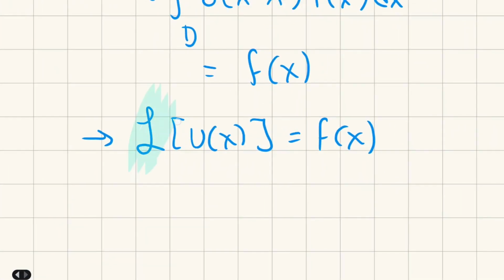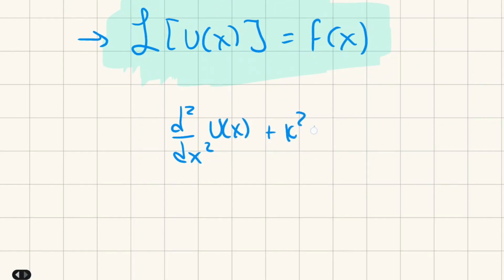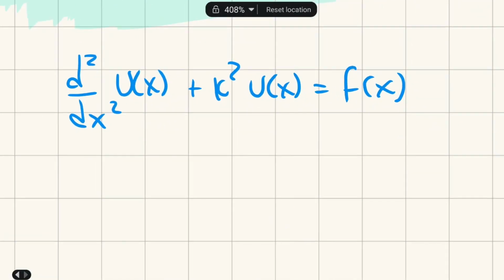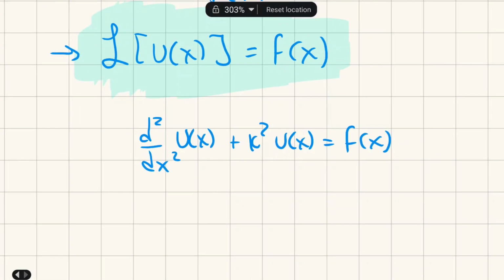With this, I wanted to conclude this video because I'm about to make a huge video talking about an example of how to use the Green function to solve a particular differential equation. That differential equation is going to be the second derivative with respect to x of u of x plus k squared u of x equals f of x. Recall that this can be seen as the differential equation associated to a harmonic oscillator with an external force applied. So in the next lesson, we see how to get to the solution using the Green function.